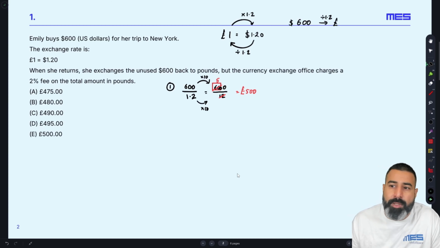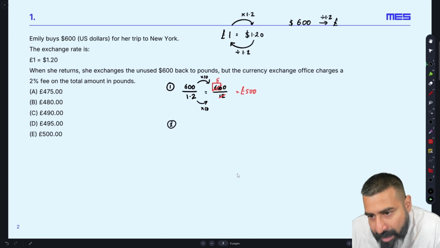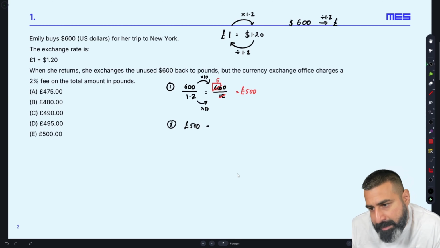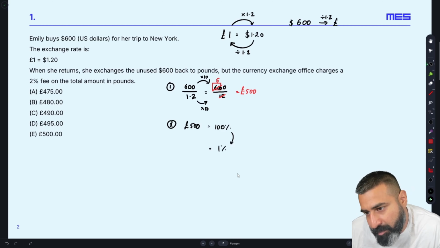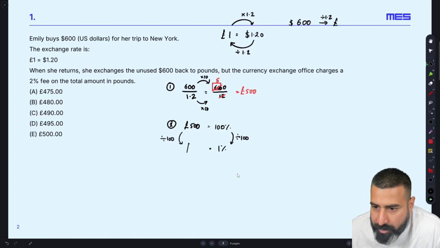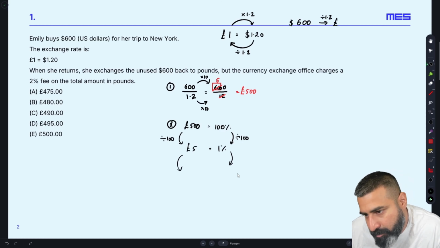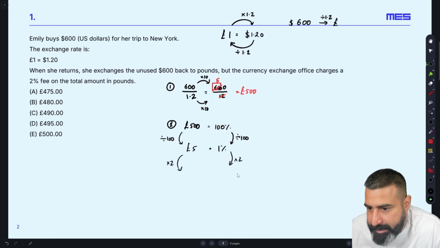Okay, now, problem is, and there's a clause here, that the currency exchange office charges a 2% fee on the total amount in pounds. So our total amount in pounds is £500. So that is equal to my 100%. Now my 1% is just going to be, I'm going to divide both sides by 100, obvs. So 500 divided by 100 is £5. So that's 1%. So therefore 2% is going to be equal to £10.